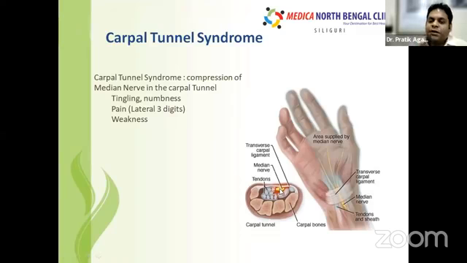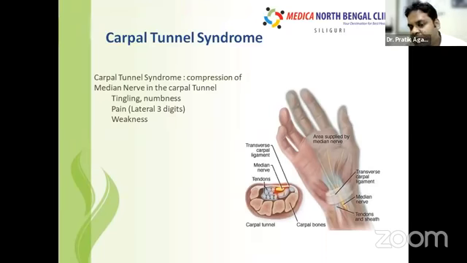So any condition which leads to swelling of the wrist will reduce the space of the tunnel, causing the nerve to be compressed, as a result of which the area which is supplied by the median nerve, that is mainly the lateral 3.5 fingers, will have a tingling sensation, numbness, pain. So this is called carpal tunnel syndrome. This is the compression of the median nerve in the carpal tunnel, causing tingling, numbness, pain in the lateral, like this is 1, this is 2, this is 3, and this is half. Lateral 3.5 part of the fingers and hand.